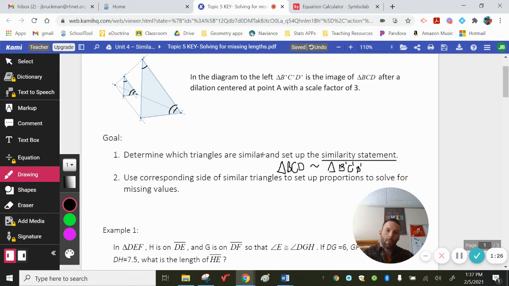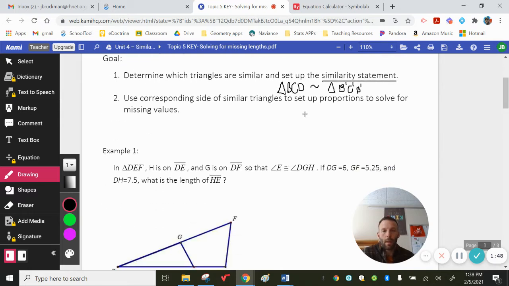When a dilation happens, it produces congruent shapes. When angles are congruent, it means the shapes are similar, which means that a dilation must have happened. So these things all work together. And when the dilation happens and when the shapes are similar, then we can set up the corresponding sides in a proportion, and we could use that proportion to find missing values.